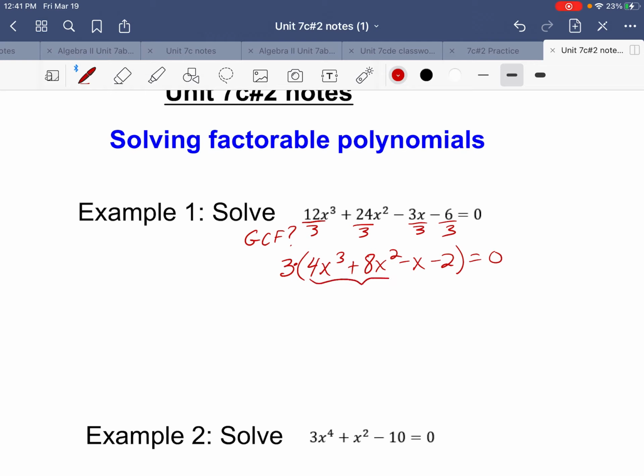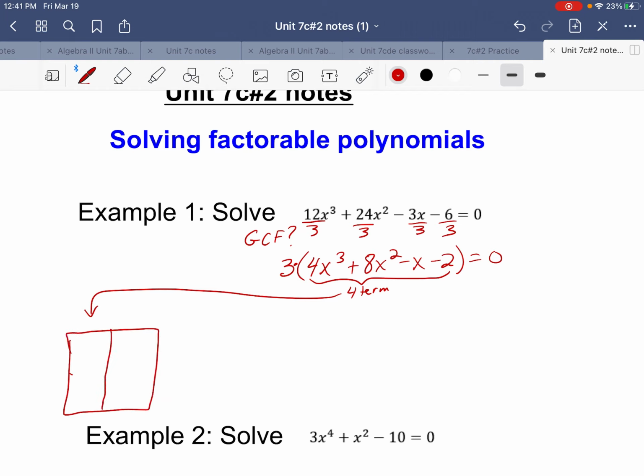But inside the parentheses, we have 4 terms. This is a 4-term polynomial. At that point, I'm still asking you to factor. We still are going to factor, because that 4-term polynomial is another factor, but it's not broken down all the way. When you have 4 terms, we should look at the Punnett Square.